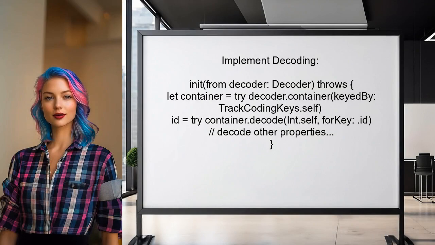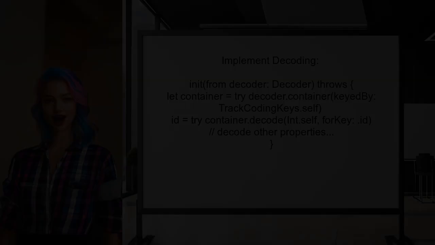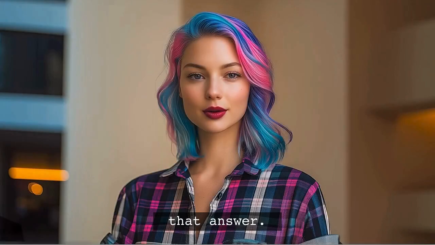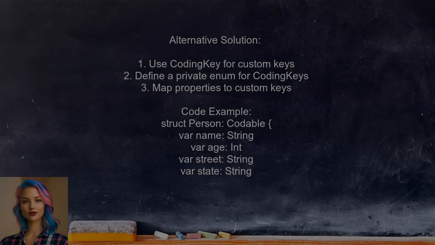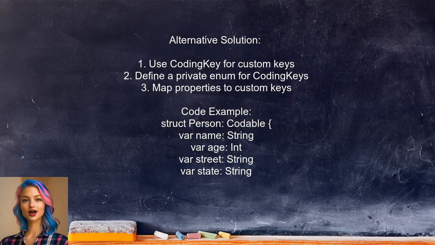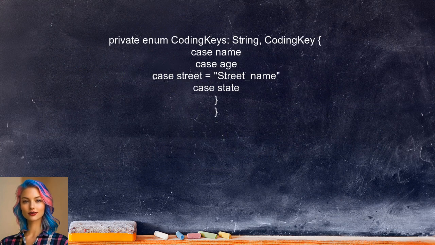Finally, implement the init method to decode the JSON data using the defined keys. This method checks for the presence of each key and decodes accordingly, providing default values when necessary. That's all on that answer. Let's take a look at another one. This user suggests using the CodingKey protocol to handle custom keys in the Decodable protocol. They demonstrate this with a struct called Person, where the street property is mapped to a custom key, street name.